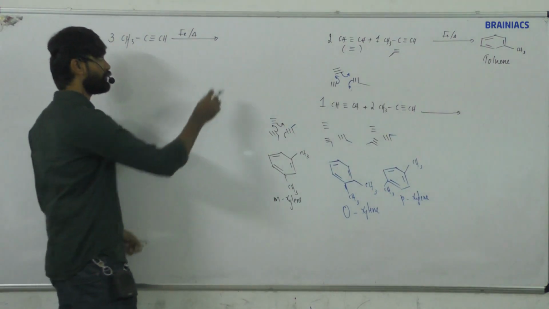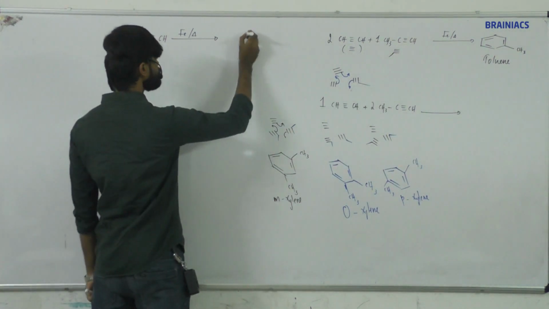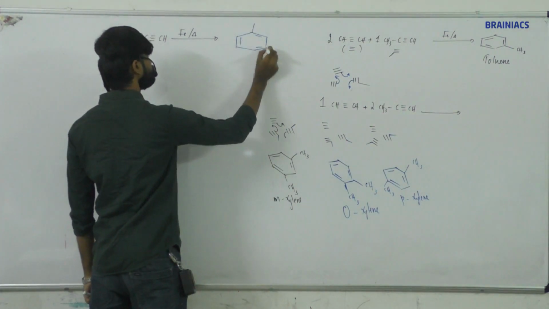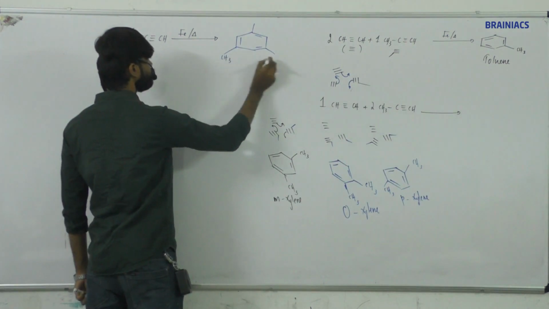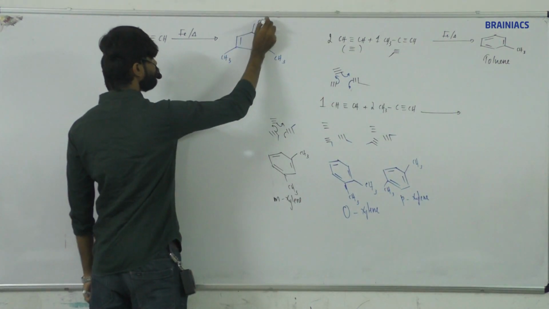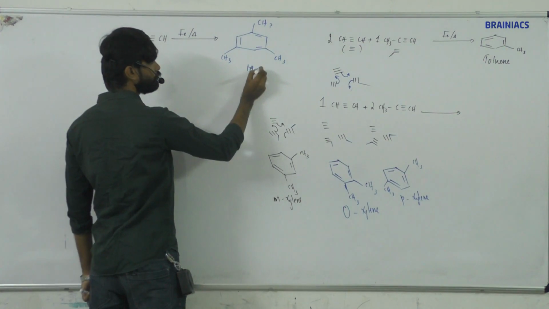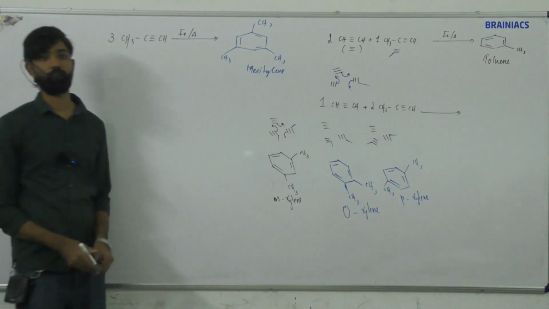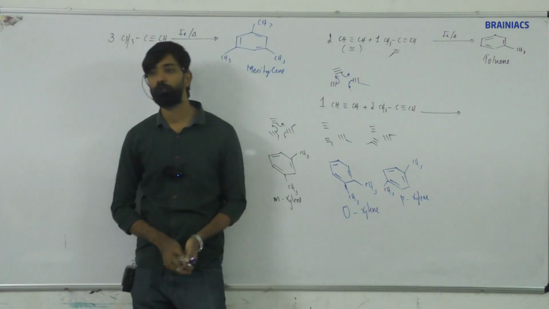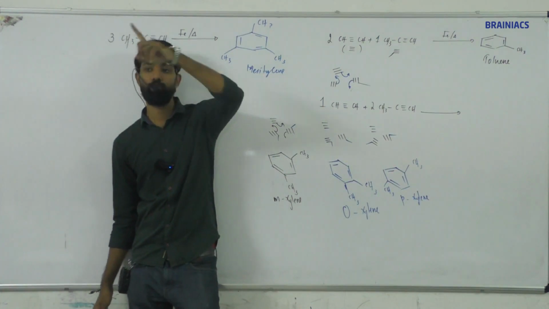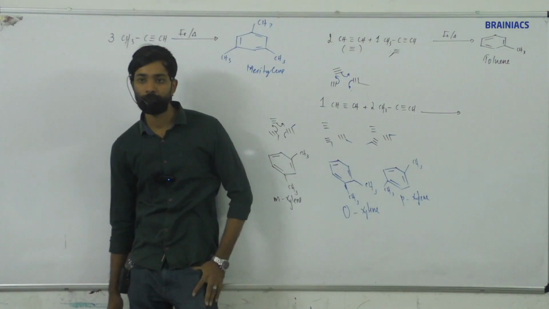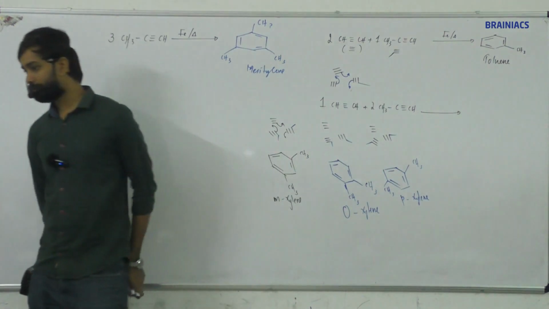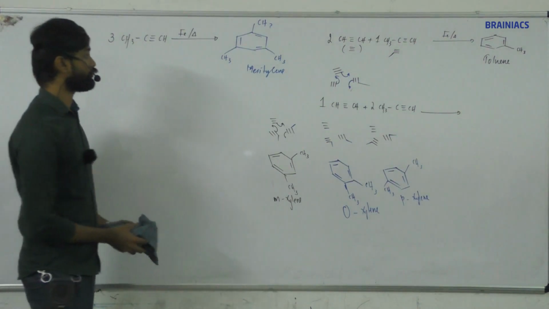So chances will be more. There may be a chance for mesitylene. One chance will be for the mesitylene. Keep it in mind. 1,3,5-trimethyl benzene is said to be mesitylene. More than one chance is there, but one chance will be mesitylene. So your alkane is over. I'll give you some questions.